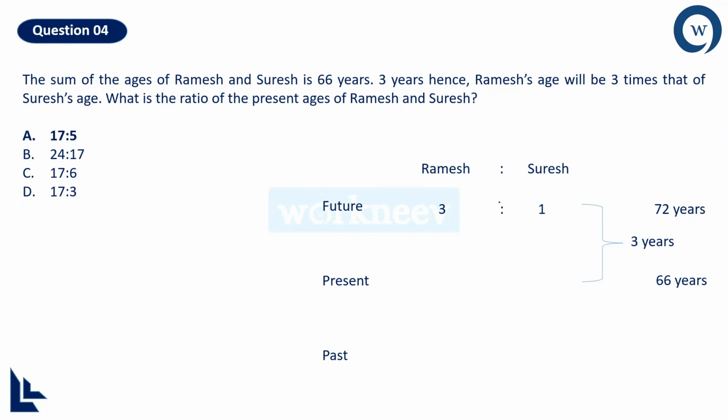I'll go by assumption versus reality. If I add these two, I'll get 4. But that is only my assumption. How will I convert 4 into 72? I'll multiply by 18. In that case, I have to multiply Ramesh's age also by 18 and Suresh's age also by 18. Then I will get the answer as 54 years and 18 years. Now these are the ages of the respective people after 3 years.